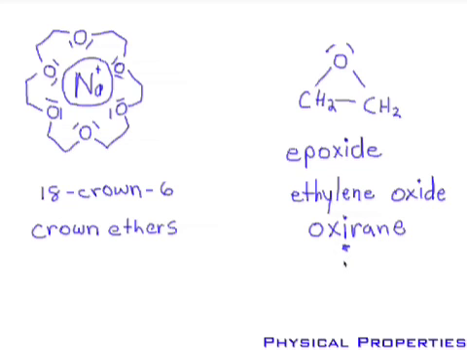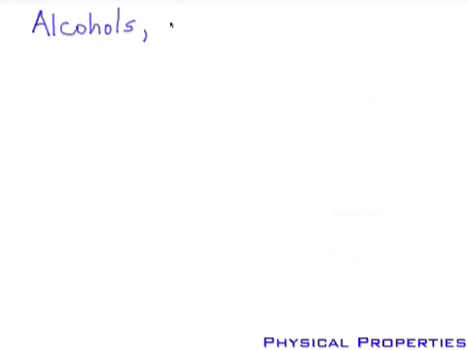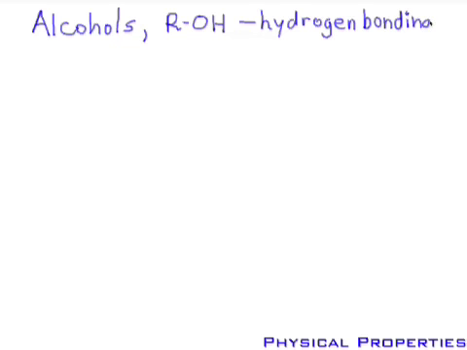Okay, let's discuss the physical properties of the molecules that we're looking at. Let's begin with alcohols. Well, as is obvious, alcohols have the OH group and hence have hydrogen bonding. Because of the hydrogen bonding, alcohols tend to be higher boiling in terms of physical properties than corresponding similar molecular weight organic halides.